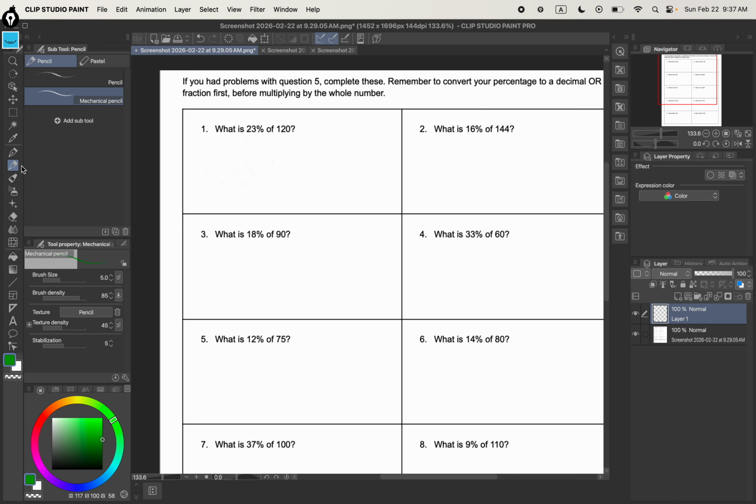Okay? Alright, so this is for if you had problems with question 5 on the practice quiz, because that was involving finding the percentage of a whole number.